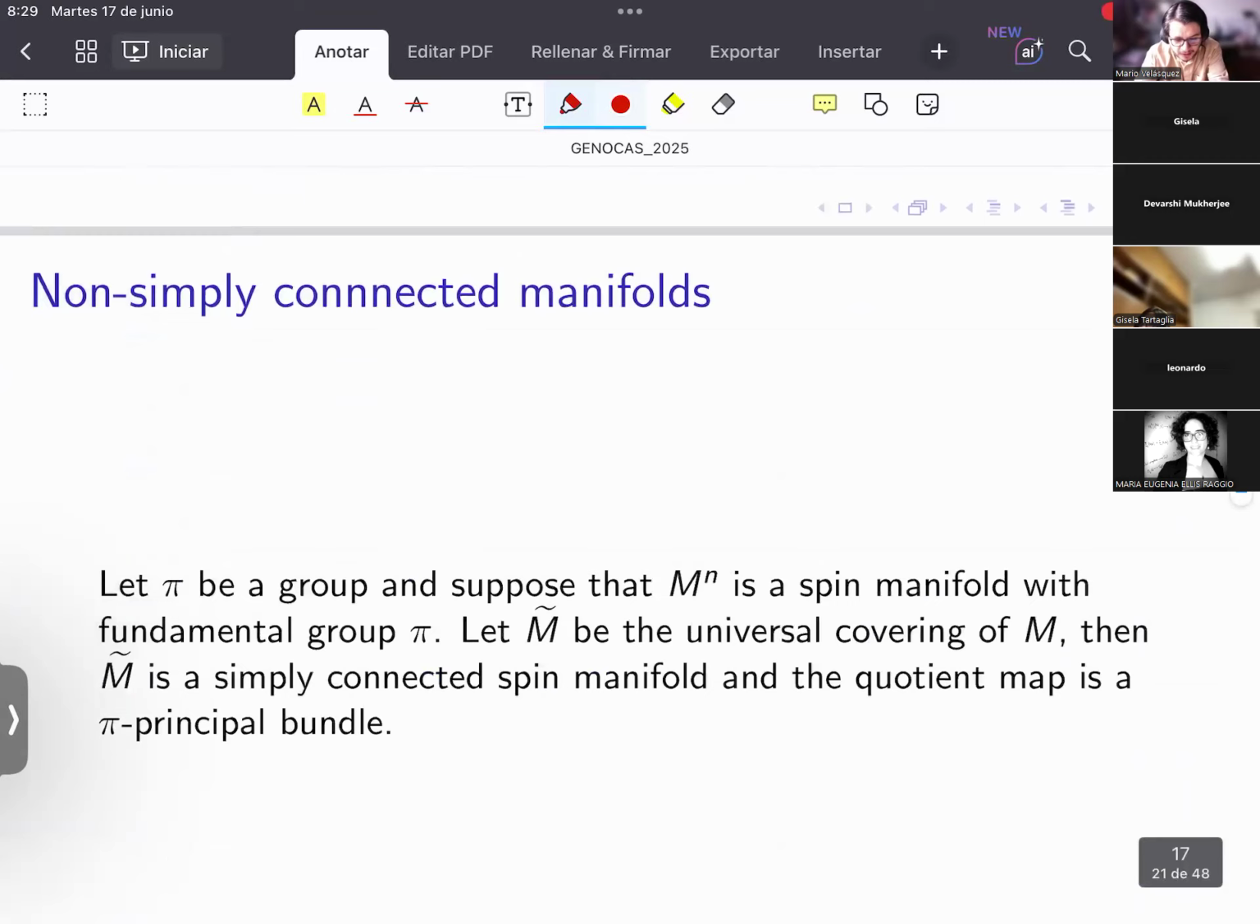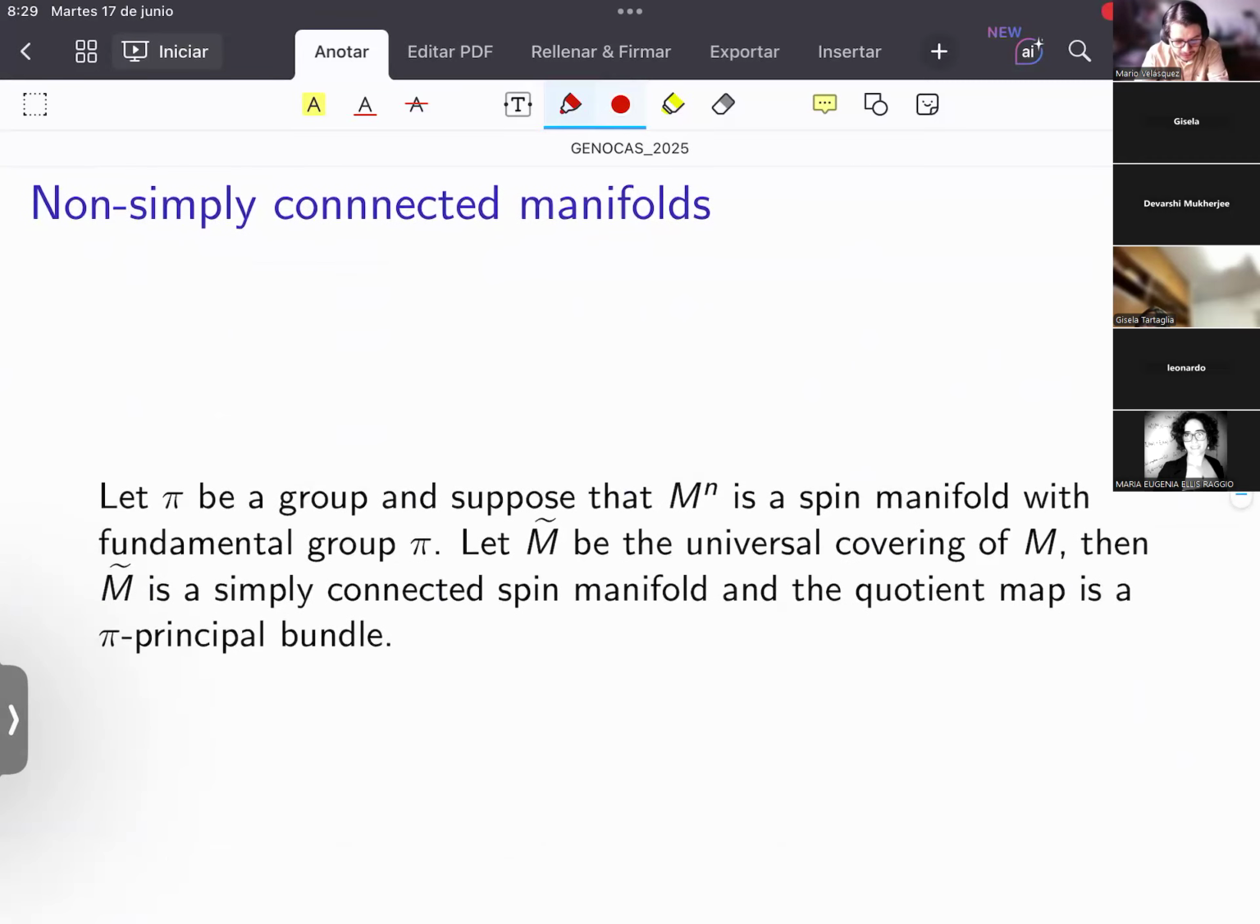Now, how do we manage the case of a non-simply connected manifold? The idea is just to take the universal covering and work in the universal covering. Consider a spin manifold M with fundamental group Γ. Then we have the universal covering, denoted by M tilde. Then M tilde is a simply connected spin manifold, and the quotient map from M tilde to M is a Γ-principal bundle.